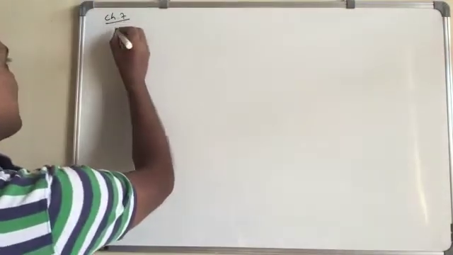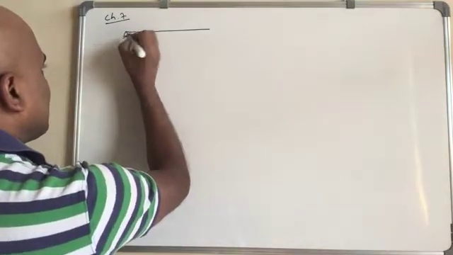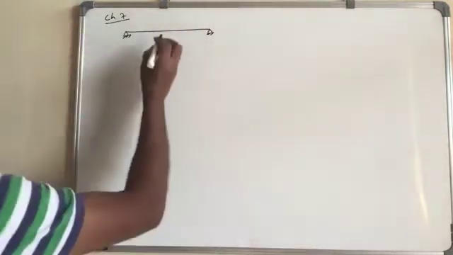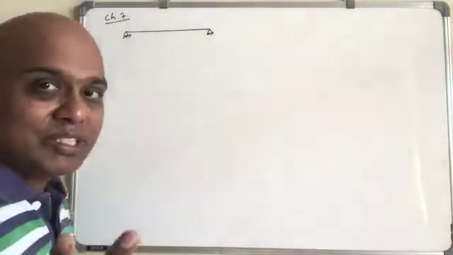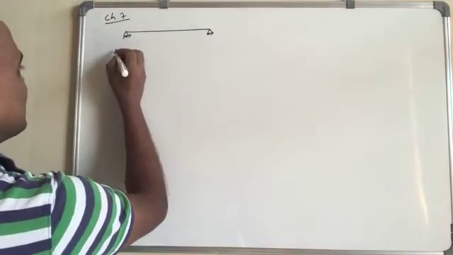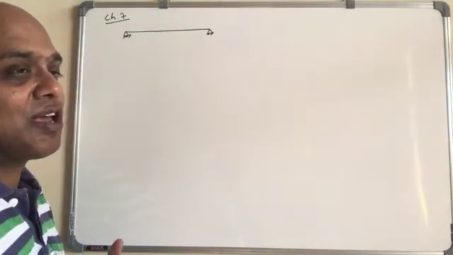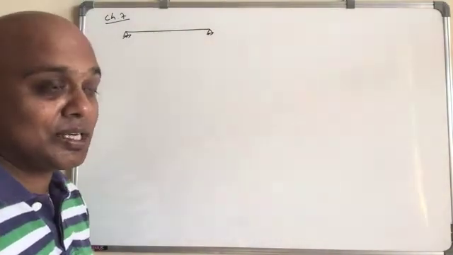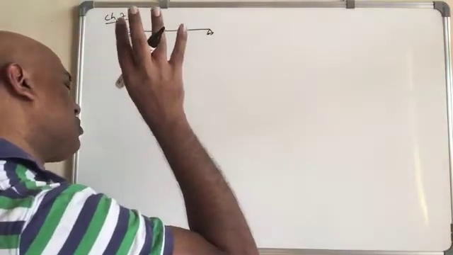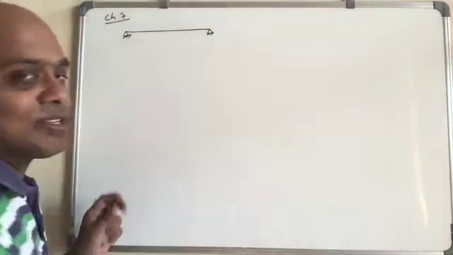In chapter 7 we had a problem on a string under tension. Let us say this is the string, under tension like this. I asked two things. One was, what is the wave velocity? For wave velocity, if you have seen the lecture video or studied the textbook, there was also a tutorial problem that I gave on finding the wave velocity for this.